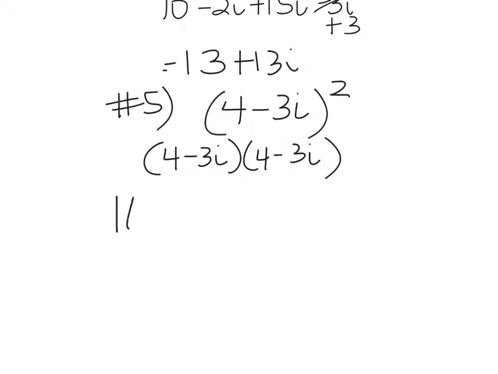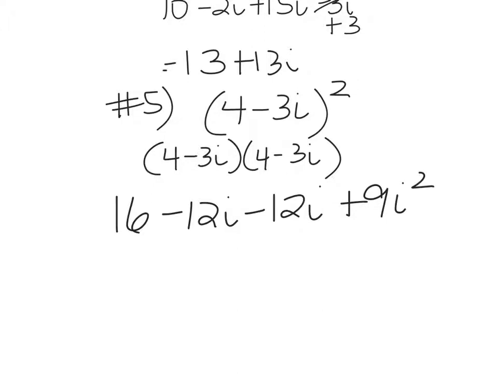4 times 4 is 16. And outside is negative 12i. Inside is negative 12i. And then my last term, be careful here, it's negative 3 times negative 3, which is positive 9. And i times i is i squared. Do you guys remember doing this last year? Yeah? A little bit? Okay, and 9i squared, what is that? Negative 9. Perfect. 16 minus 9 is 7. And negative 12i and a negative 12i combined to give us negative 24i.